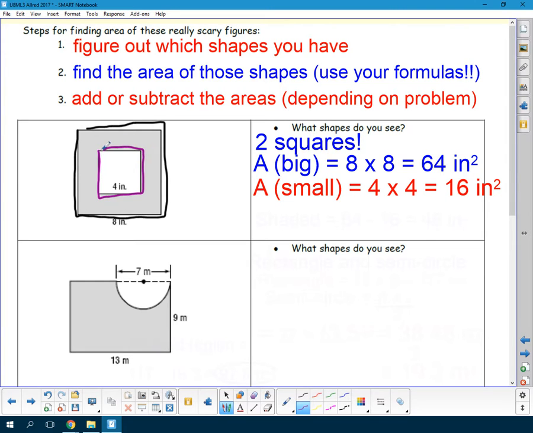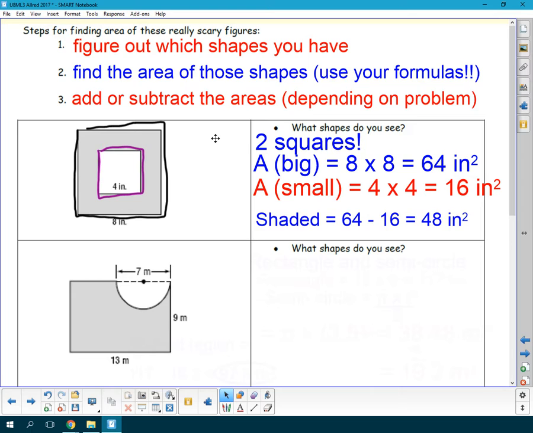I think it's great to know all that information. But the truth is, what had happened was somebody took that big square, the 64-inch squared one, and plopped it down on the table. And then they took their little scissors and cut out a little square in the middle of it, a 16-inch square. If we wanted to figure out the area of the shaded region, we need to subtract 16 from 64, and that'll tell us that the area of the shaded region is 48 inches squared.